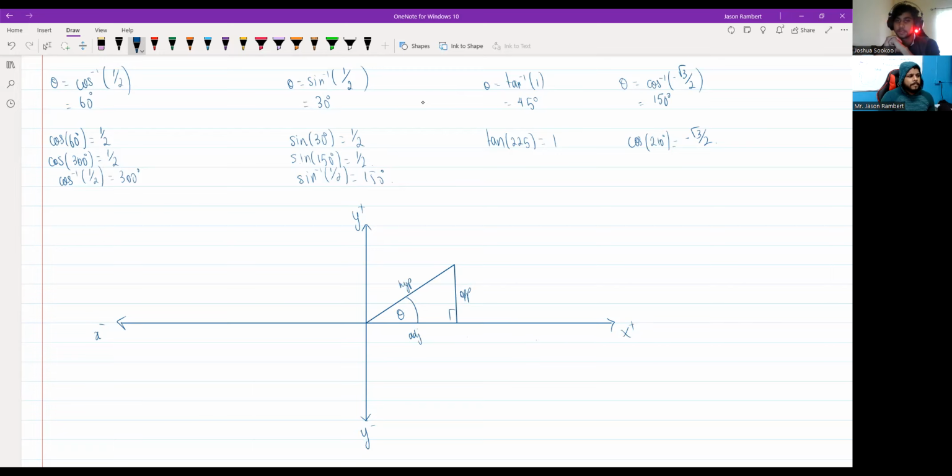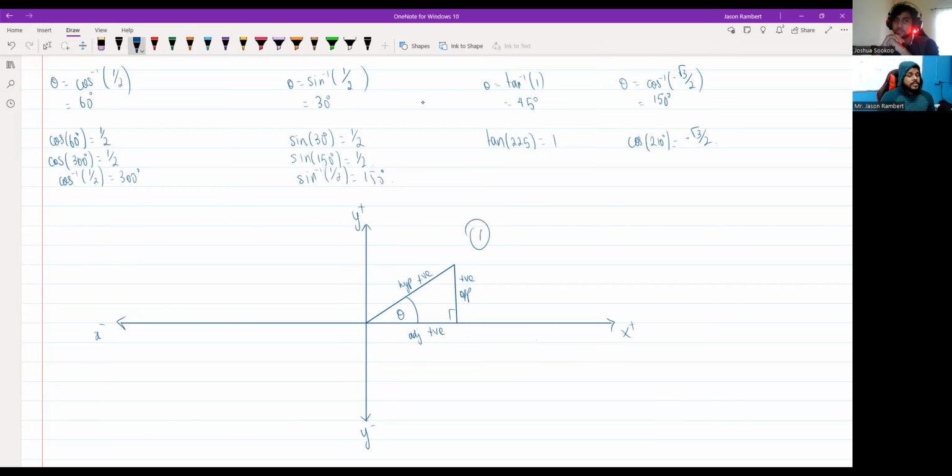My adjacent is what type of number? Positive or negative? It'd be a positive number, because it's on the positive x-axis. My opposite will be also a positive. And my hypotenuse, by using Pythagoras' theorem, should be a positive number. Let's check and see how the trig ratios behave in this quadrant.